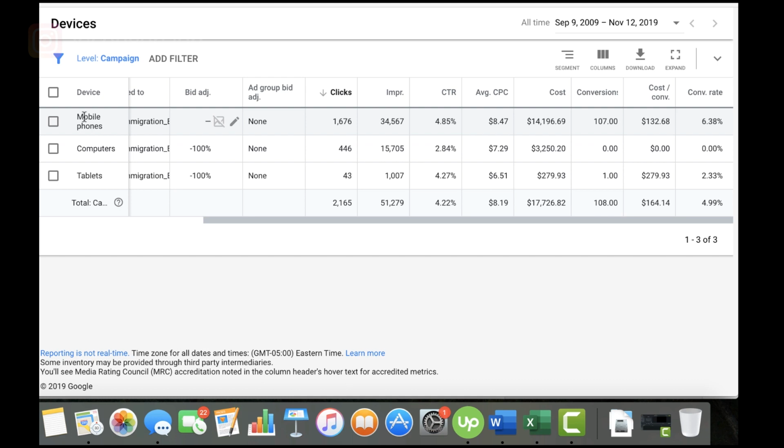So in this case, it's mobile phones. So I'm breaking out the campaign 3 ways by mobile devices. But there's also a lot of other ways you can layer in different targeting segments to make layering even more powerful, so you can really refine and hone in on your targeting.